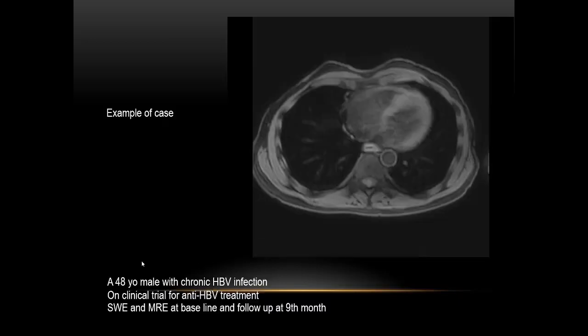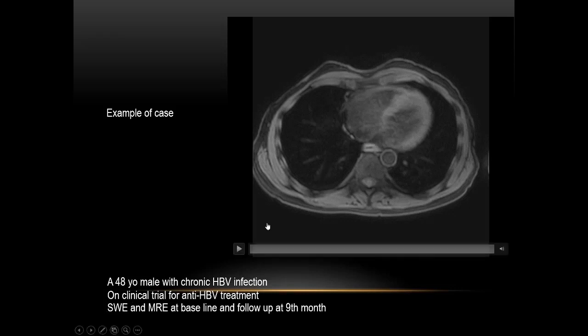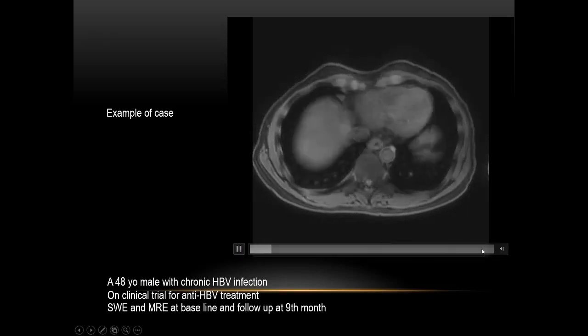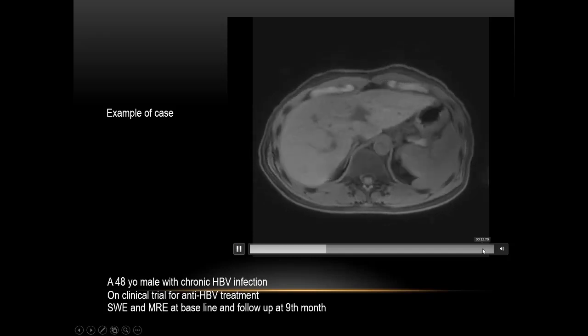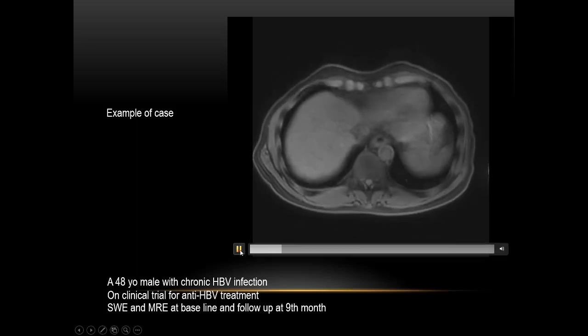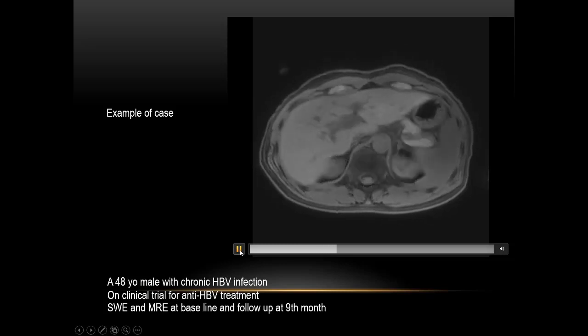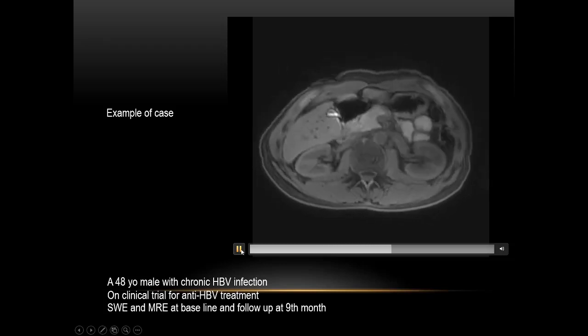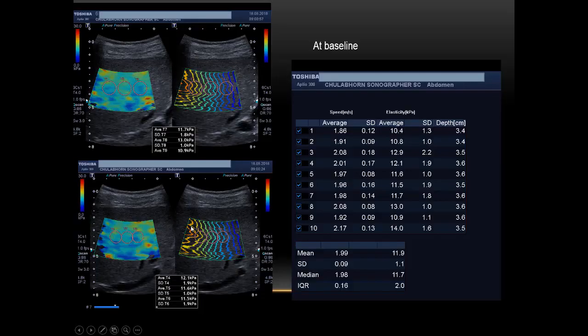So let's see. I have one case in clinical practice. He's a 48-year-old male with chronic hepatitis B infection, and with a clinical trial to consider anti-HBV treatment if there is advanced fibrosis. So we do elastography. This is the MRI baseline. There's no obvious cirrhosis yet in this case. Okay, we do a liver elastography.